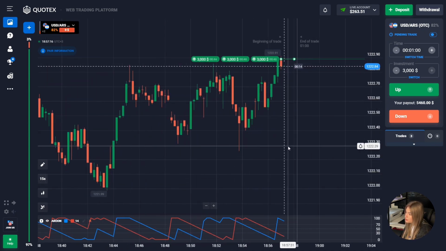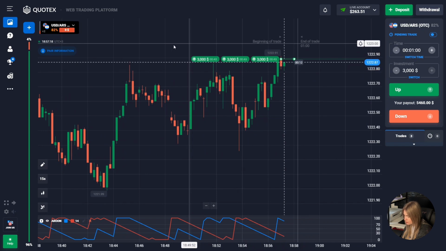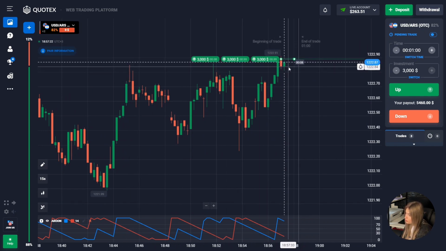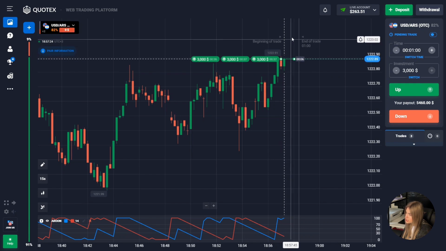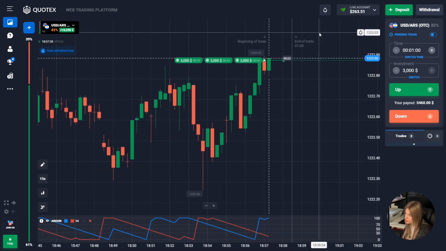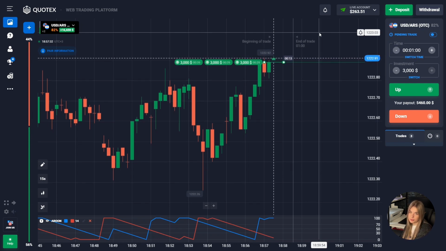Also here the price has a resistance level, a resistance zone which the price has approached several times, and I think that in the near future the price will break through it and go even higher. So, guys, let's wait for the end of our deal.